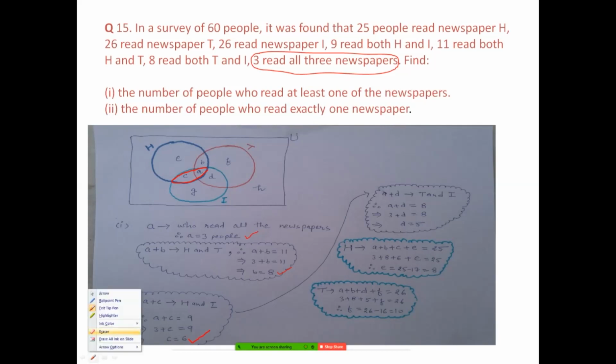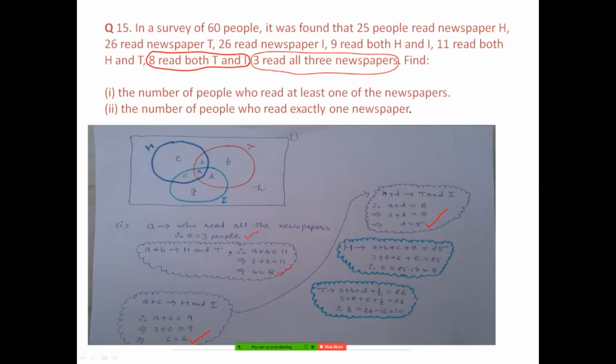Thereafter, now what is next? A plus D, T and I. What is the value of T and I? This is 8. T and I, this is 8. A plus D is equal to 8. The value of A is 3. So D is 5.